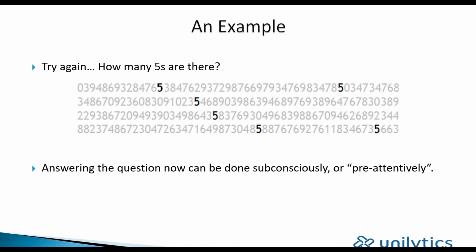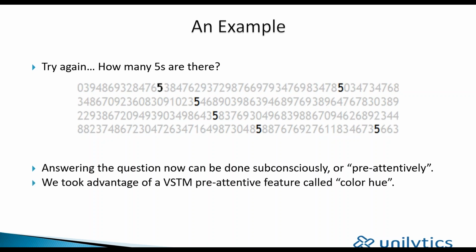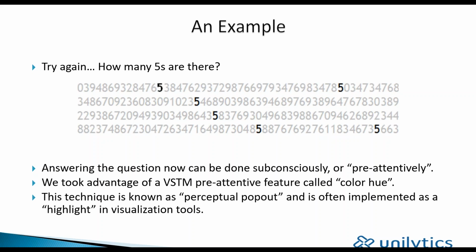The only thing we did there, now this can be done pre-attentively, and we did that by using the pre-attentive feature called color hue. Color hue is a different color applied within the same set of information. So by applying color hue in there, we are able to pre-attentively process that, and it's orders of magnitude faster than trying to do it the prior way.